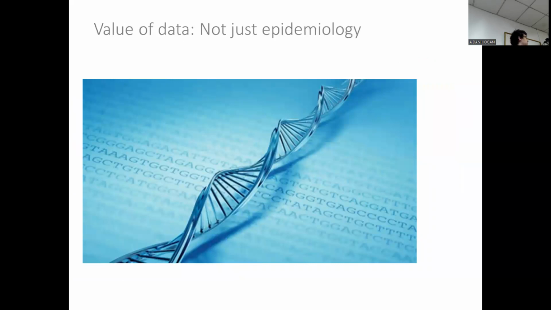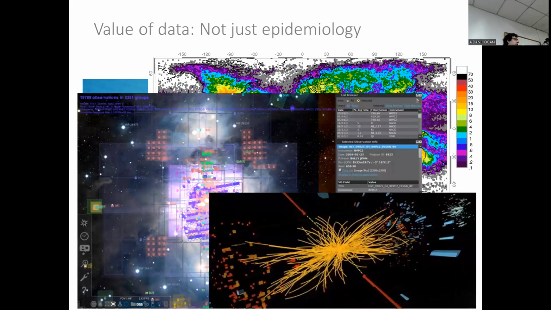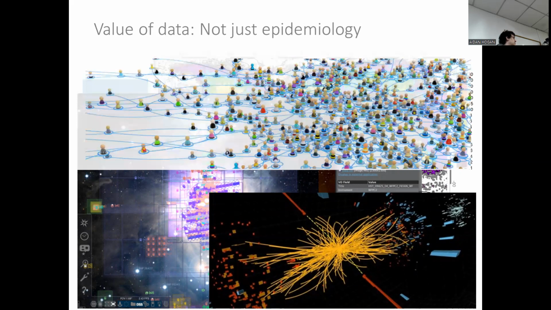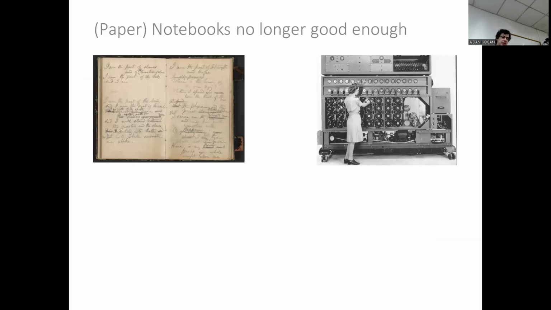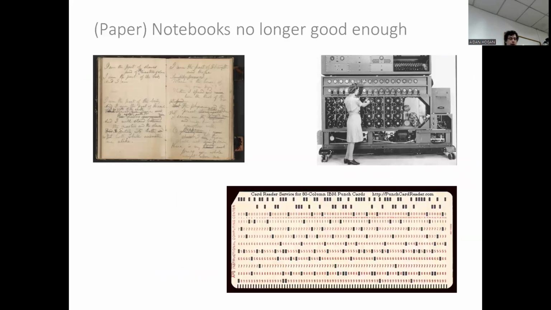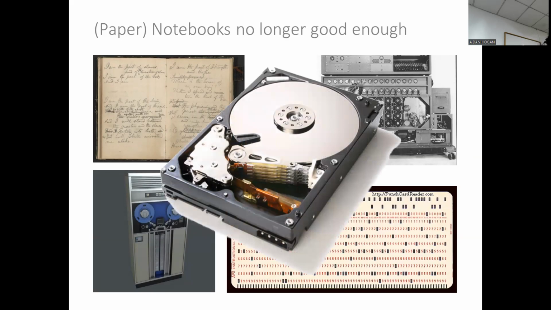Not just in epidemiology do we see the value or the importance of data, but we also see it for genetics, for climatology, for astronomy, for particle physics, for social sciences, social networks, for politics, for economics, and so forth. So these days, notebooks are no longer good enough, right? We're not writing data in paper notebooks anymore. We have new ways to address this. We've seen the rise of computation from electromagnetic devices, punch cards, magnetic tapes. And now we have the hard drive, and not just the hard drive, but also solid state disks. So we can store massive amounts of data in these media.